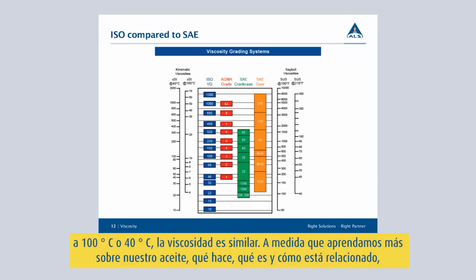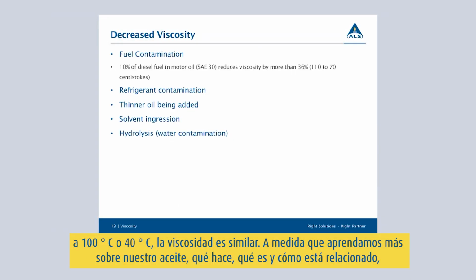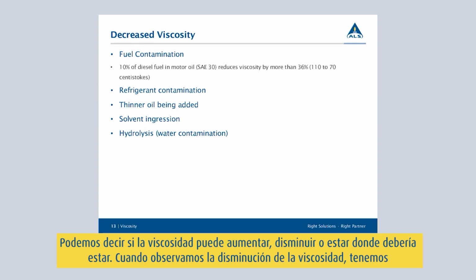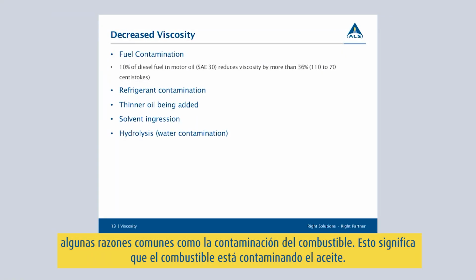So as we learn more about our oil and what it does and how it's related, all that information is very important to know how it's operating and to know what your viscosity should be and what range it should be coming in within. As we test it, we start to see that your viscosity can increase, decrease, or be where it's supposed to be. When we're looking at decreased viscosity, we have a few common reasons why, with fuel contamination as the first one. Fuel contamination means that fuel is getting into your oil.